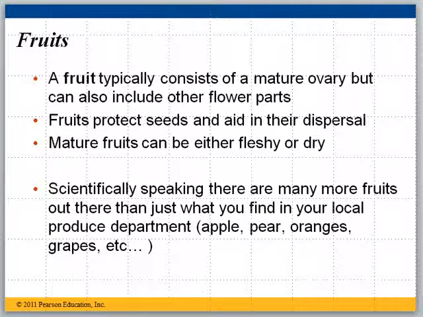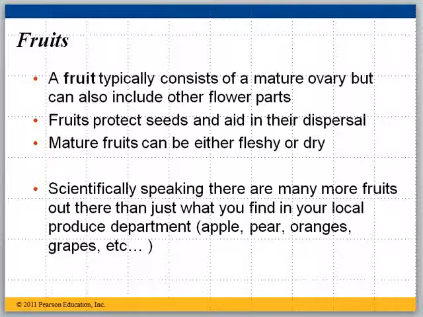A fruit's typically a mature ovary, but could also include other parts of the flower itself, depending on what type of plant we're talking about. The fruits protect the seeds and aid in their dispersal, and mature fruits can either be fleshy, like an apple or a pear, or dry, like a dandelion seed. So when you hear the word fruit, you don't want to think just of the apples and pear type variety.